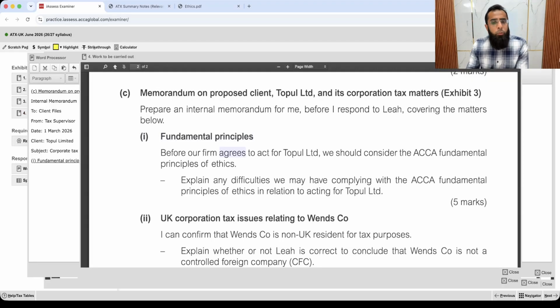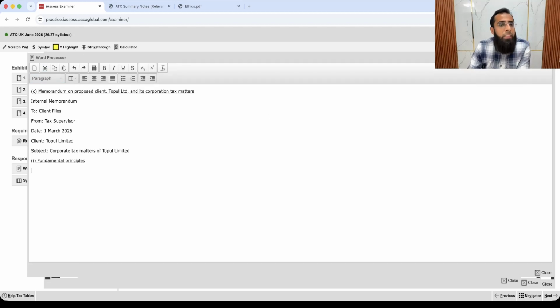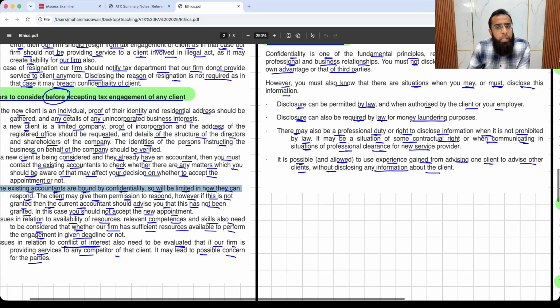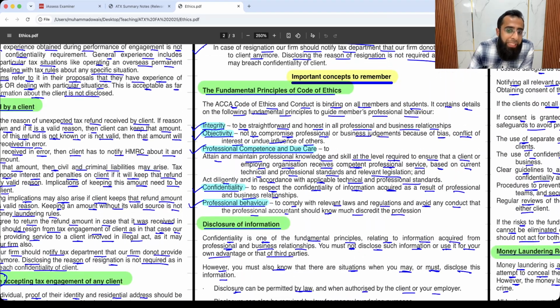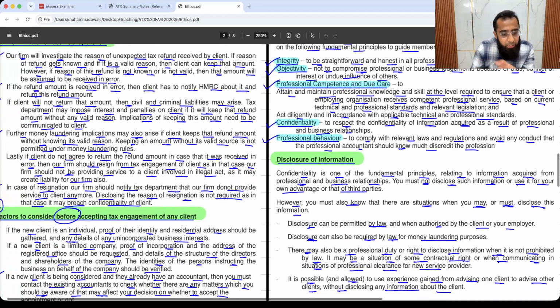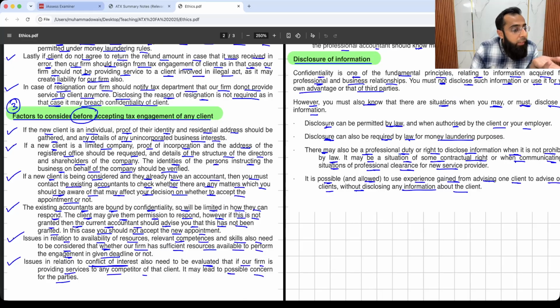An easy one. So before our firm agrees to act for Topul Limited, we should consider the ACCA's fundamental principles of ethics. Okay. So what difficulties we may have complying with ACCA fundamental principles. As I referred you in the ethics, you can refer to these factors to consider before accepting. And also the fundamental principles of ethics that we have also covered. So basically you can refer to each fundamental principle, and then relate it to the scenario, that how it will create difficulty. So this fundamental principle concept, these factors to consider, you can use it to develop a good answer.